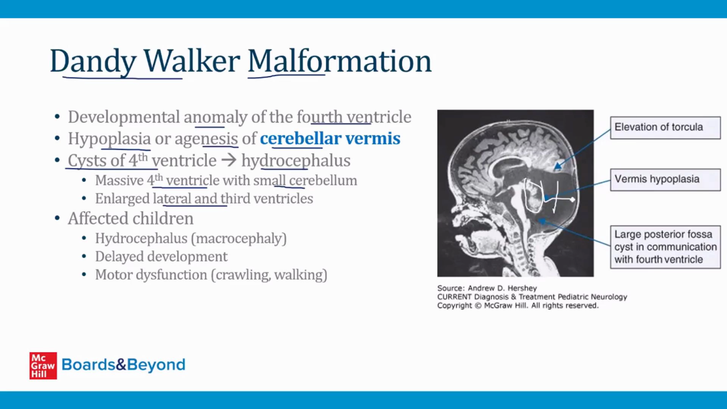That's the finding that makes these malformations very easy to identify. And so affected children have hydrocephalus. This usually leads to macrocephaly, which is an enlarged head circumference. They have delayed development. They also have motor dysfunction, problems with crawling and walking.